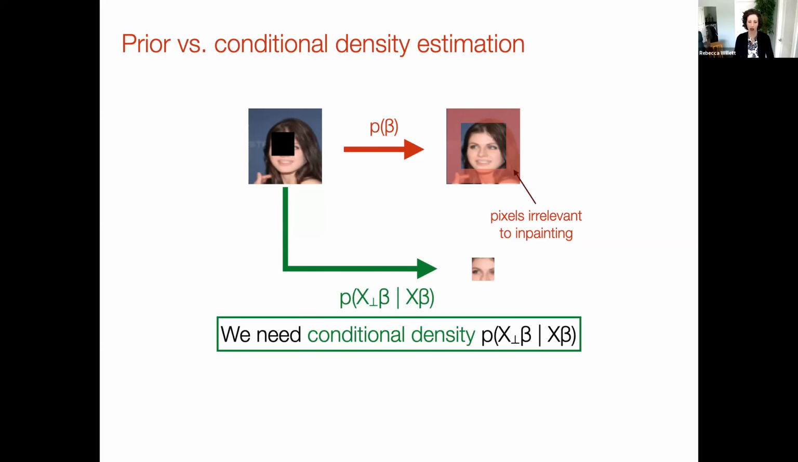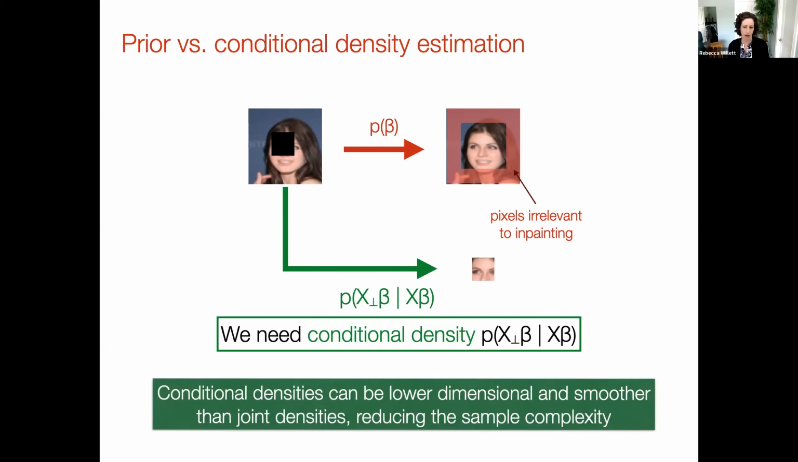And so what I would argue is that the more relevant quantity is not the full prior distribution, but rather the conditional distribution of all the missing pixels given the observed pixels. Or in other words, we could think about this more specifically as the conditional distribution of X perp beta given X beta, where X perp beta would correspond to all of the directions that are orthogonal to the range of X.